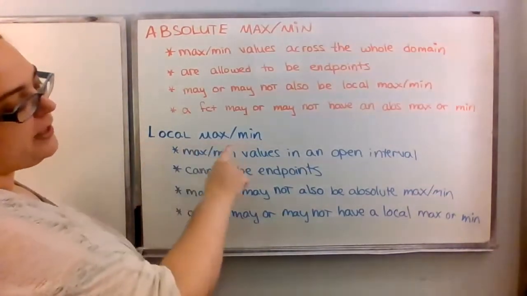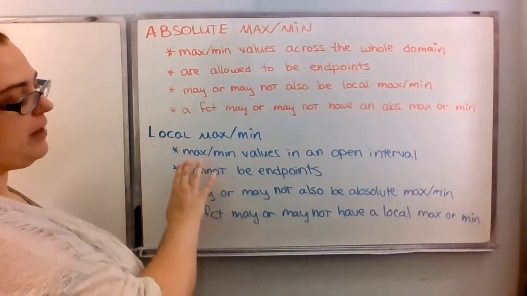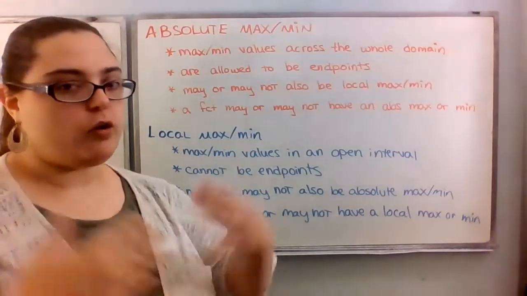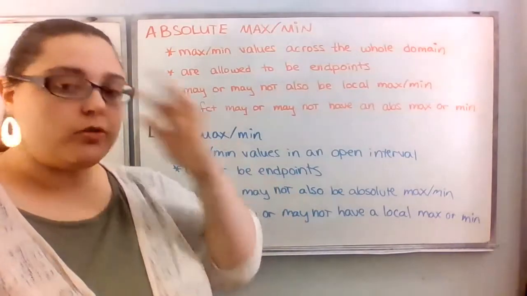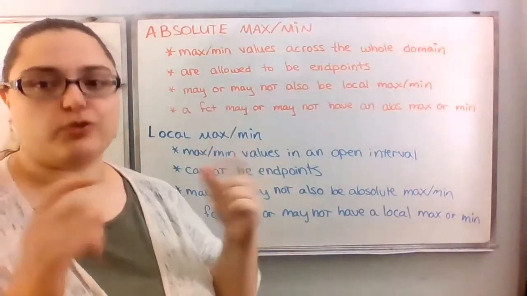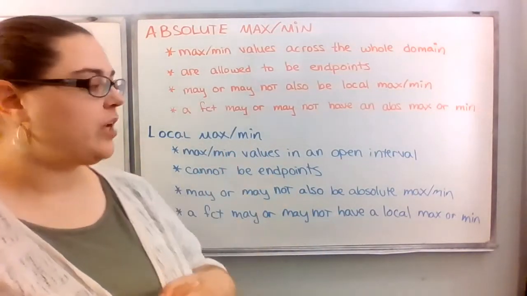For our local maximum and minimum, these are max or min values that are not over the whole domain, they're over open intervals. So remember, an open interval is where you don't include the endpoints of your interval.